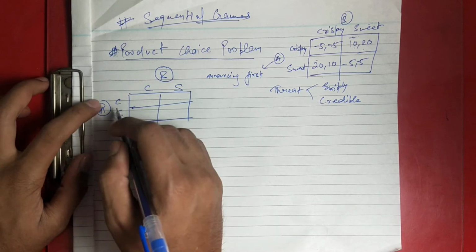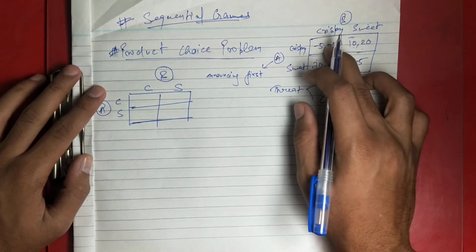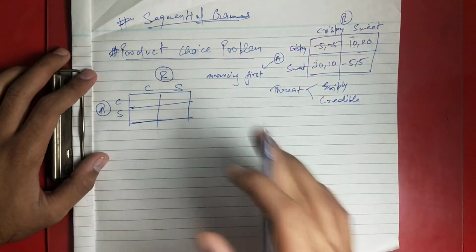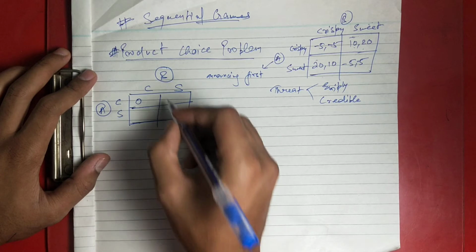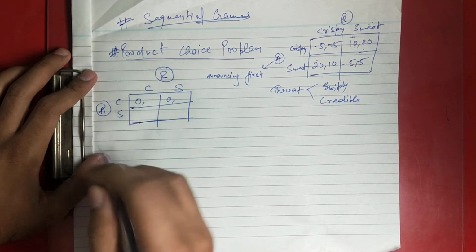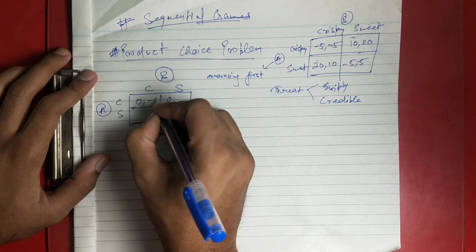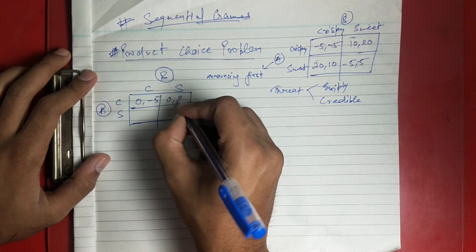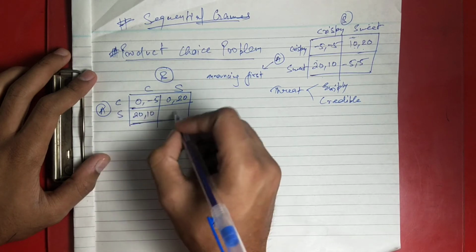So if A shuts down the production of crispy products, what will be the changed payoff matrix? It will be 0 and it will also be 0, because he is not producing crispy anymore. From the side of B it will be the same, and sweet will remain the same. He is only producing sweet now.